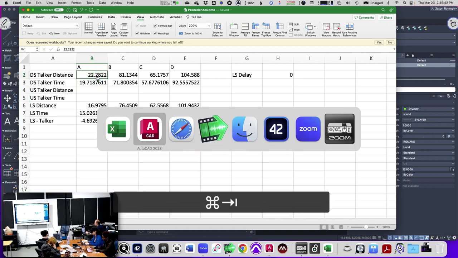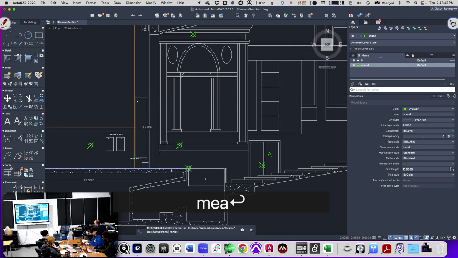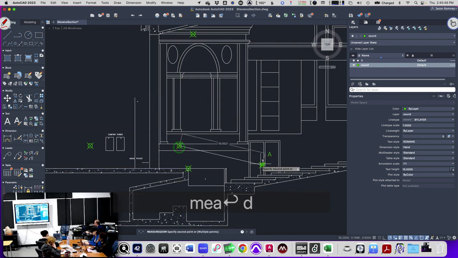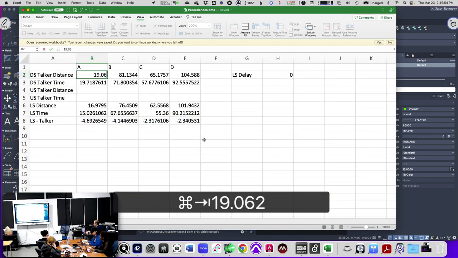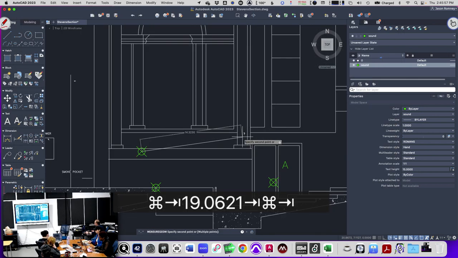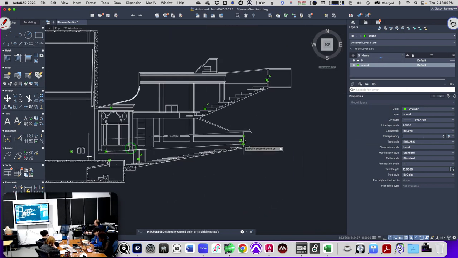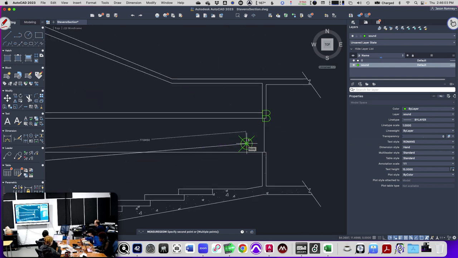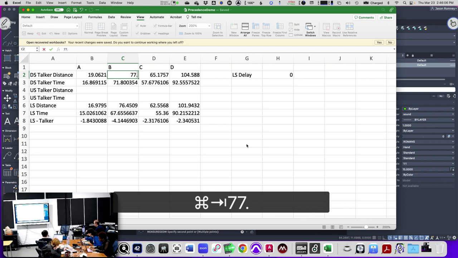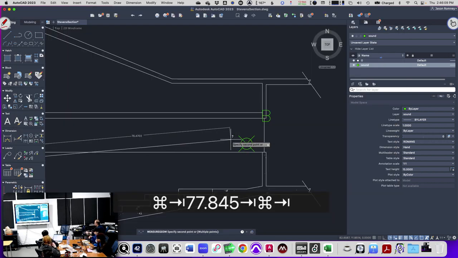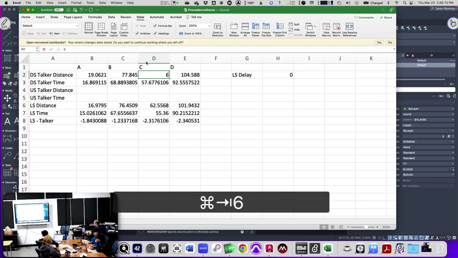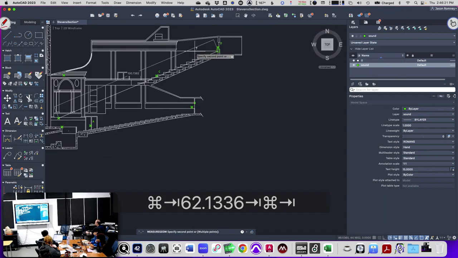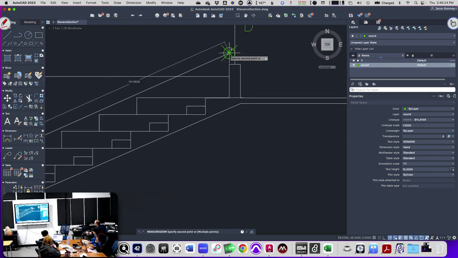So I'm going to re-measure the first one, which is the downstage. So we're going to go, this will be 19.0621. And to seat B, downstage to seat B is 77.845. Seat C is 62.1336. Okay. And to seat D is 101.5626.